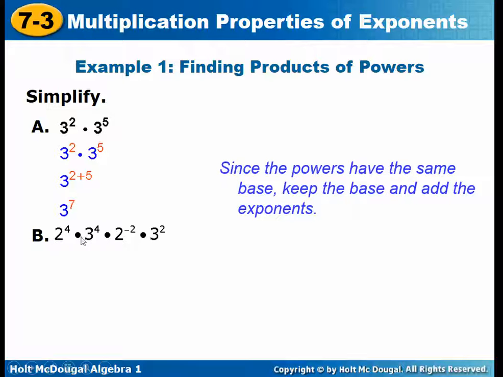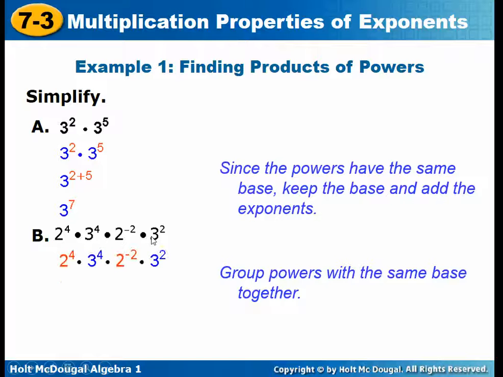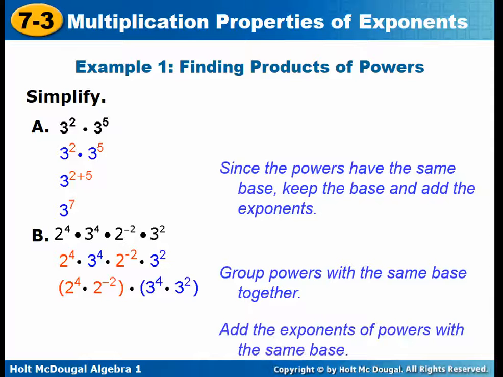In B, the 2's are the same base and the 3's are the same base. You might want to rewrite those next to each other, and then you can add the exponents if they have the same base. So we would have 2 to the 2nd power times 3 to the 6th power.